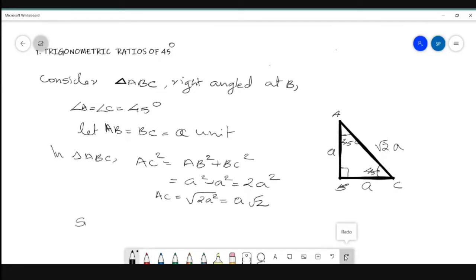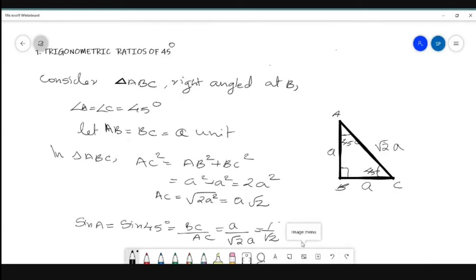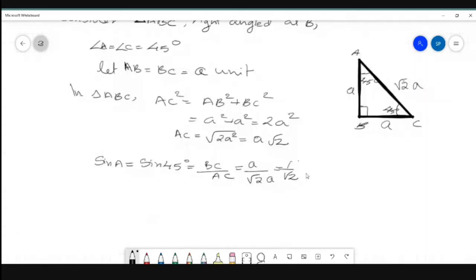Then here, with respect to any of the angles, either A or C, you can take. Now I take with respect to A. So sine A equal to sine 45. With respect to A, its opposite side is BC. So it is BC by hypotenuse AC. So BC is A unit and AC is root 2A. So A is getting cancelled. We get the value as 1 by root 2. Now that is sine 45 we get as 1 by root 2.